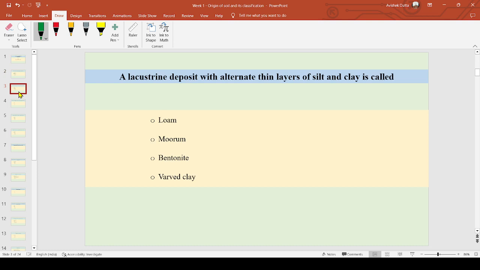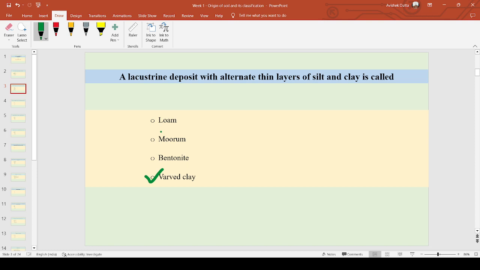Next question. A lacustrine deposit with alternate thin layers of silt and clay is called. Any answer from your side for this question? Question number 2. You can tell the answer if you don't want to write. Number 4, barved clay. Yes, barved clay is the right answer. It is the lacustrine deposit with alternate thin layers of clay and silt. But only the right answer will not help. You have to know the definition of the other three.